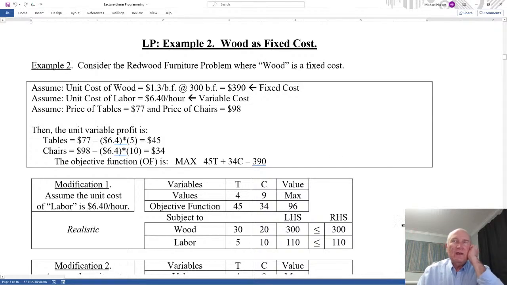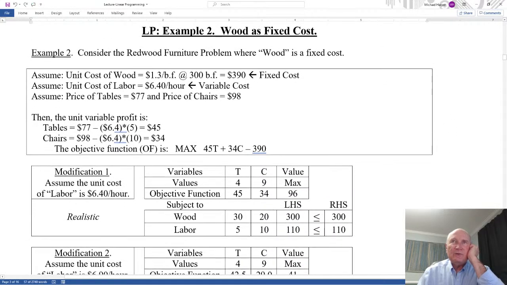Okay, here we go. What is a fixed cost? Here's a really good extension. In other words, the redwood furniture problem says we have this much wood, this much labor. Well, if we use it, then we will pay for it. Okay, it's in the profit. But what if we have wood as a fixed cost where we buy it and we pay for it whether we use it or not?